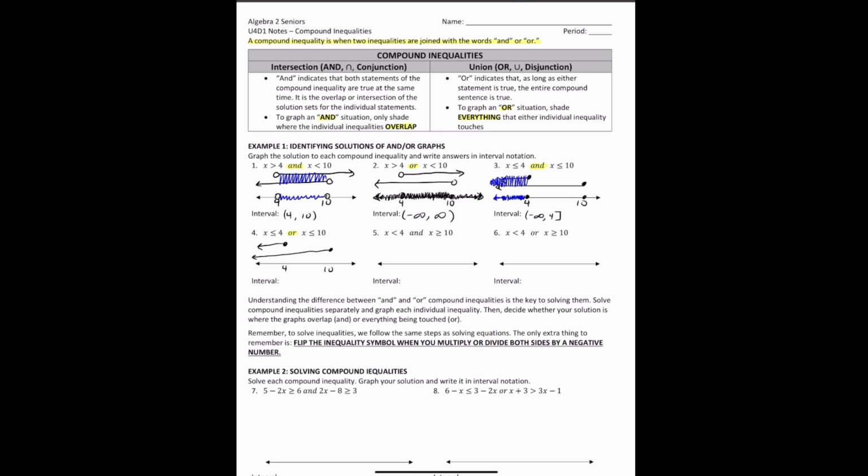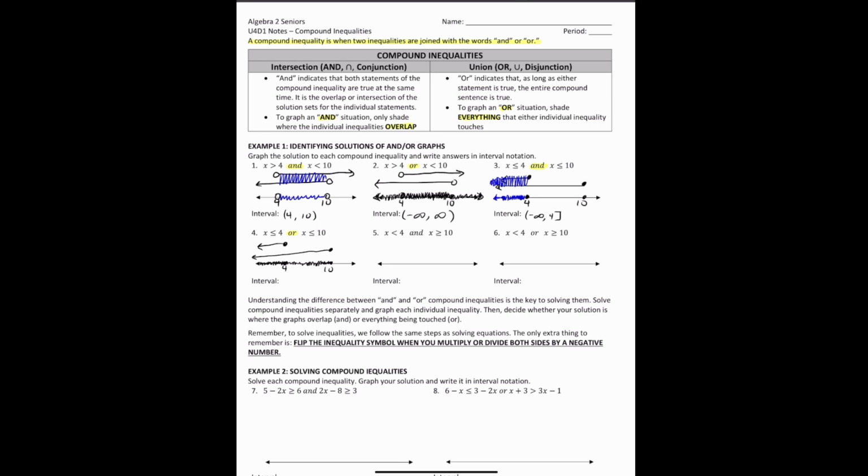So, since we have an OR situation, that means we're going to shade everything that either individual inequality touches. So what are all the x values involved in this problem? So we have a closed dot at 4 and a closed dot at 10. At 4, I'm shading to the left, and it's going towards negative infinity. And then at 10, I am shading to the left as well, and of course it's going to keep on going towards negative infinity. So then this is going to be my solution.